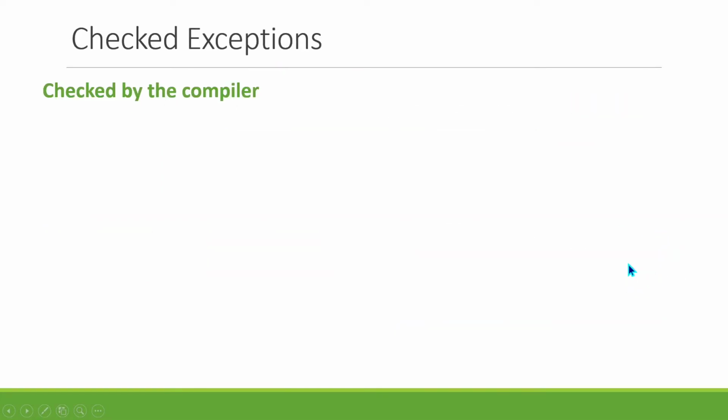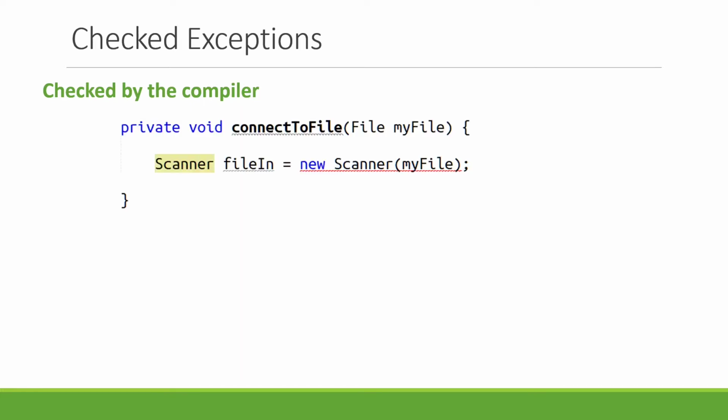The reason why is because checked exceptions are checked by the compiler. That means if you write a piece of code that may or may not throw a checked exception, you will get a compile error. So here's an example where I've got a method called connectToFile, and I'm instantiating a scanner and giving it a file object.